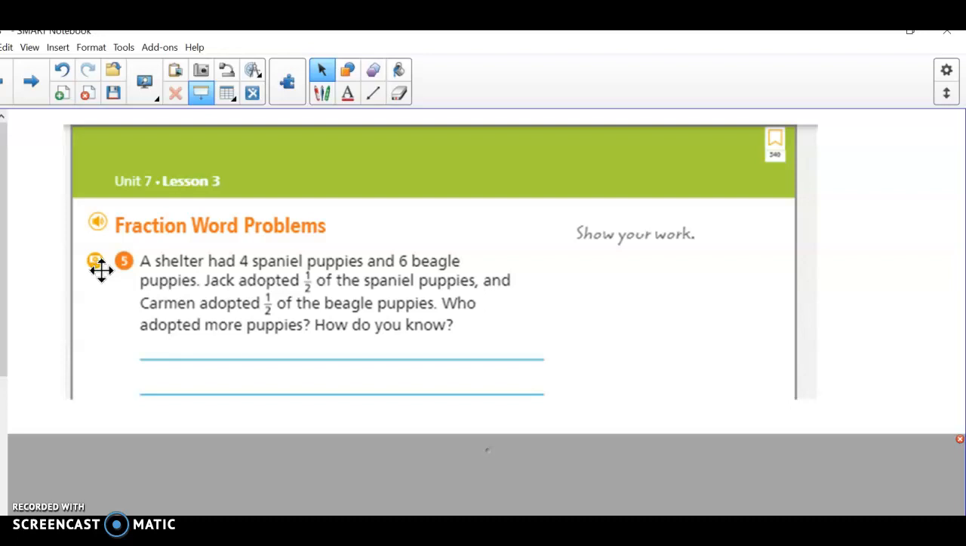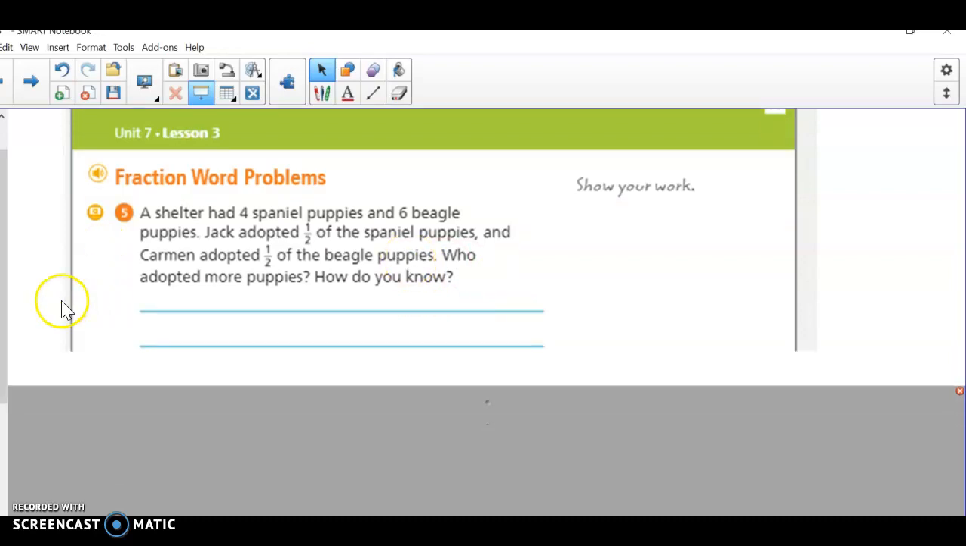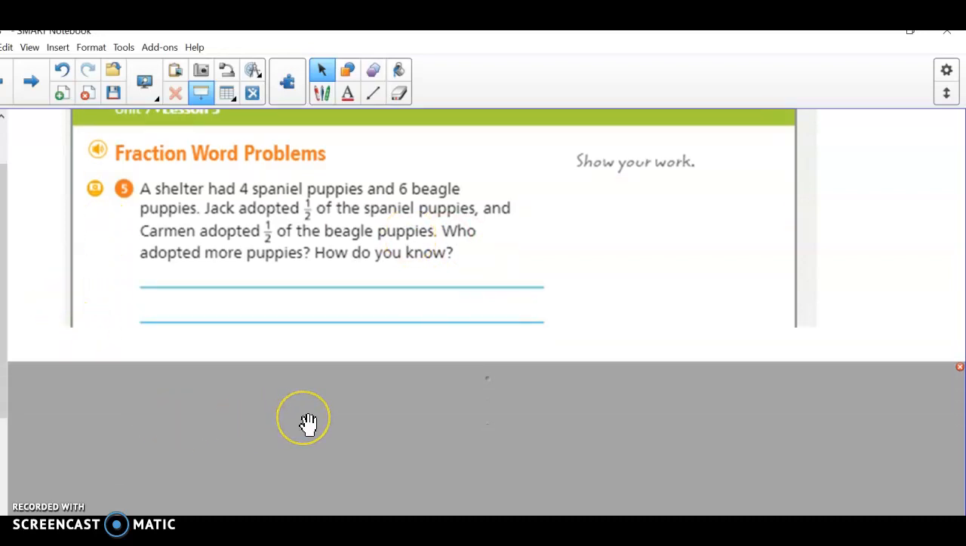Well, they both adopted half of the puppies. But let's uncover all the information we have here. So I like to draw a picture. You might not have enough room to work over here, and so this is where you could use your scratch paper. Take that out and make your picture as big as you need to. Drawing pictures works great with fractions.